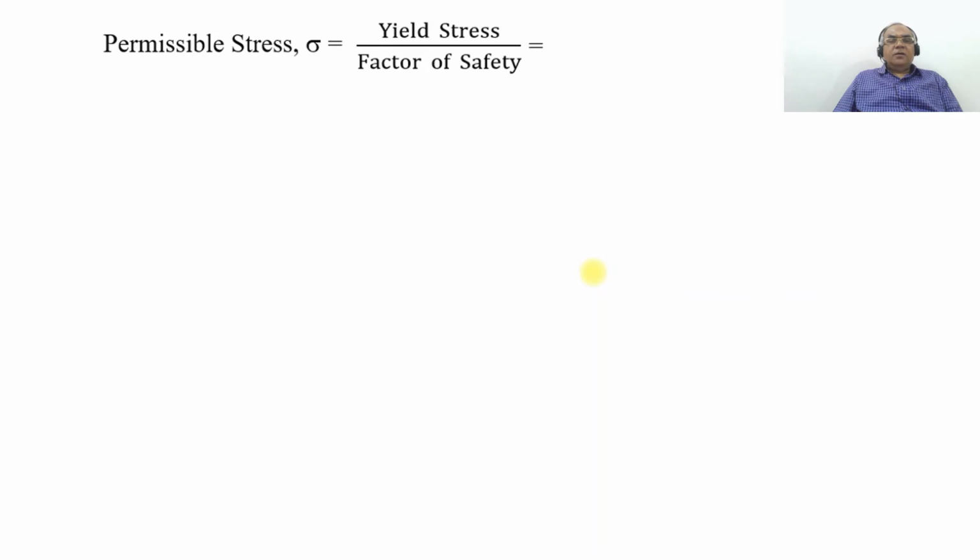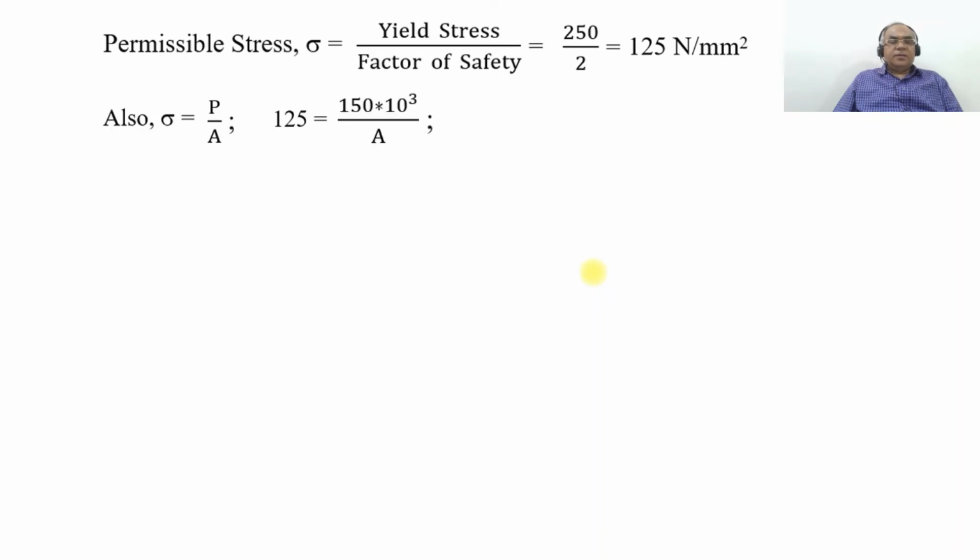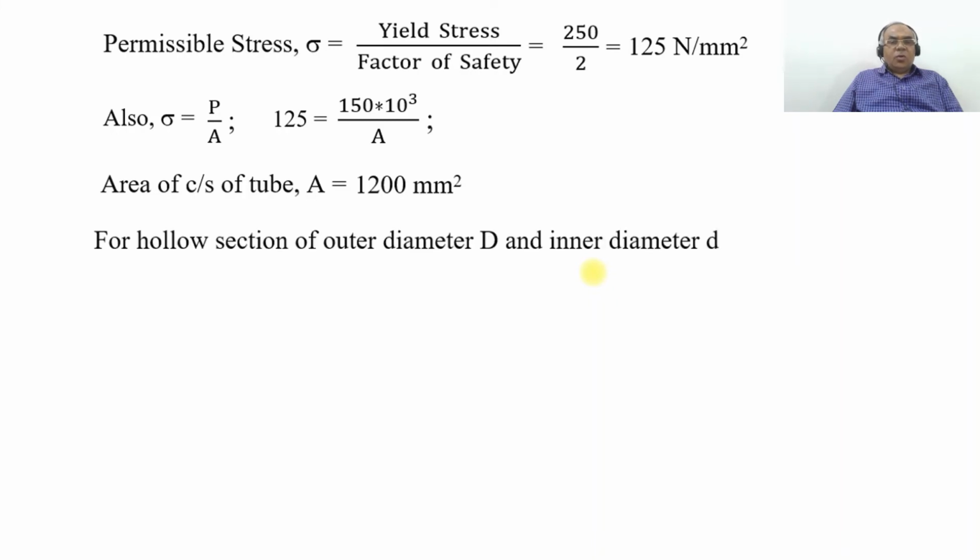Suggest the suitable section. So what is the permissible stress? Sigma, which is yield stress by factor of safety, so 250 by 2, which will be equal to 125 Newton per mm square. Also, what we know is sigma is P by A. So substitute the value of 125, which is equal to 150 into 10 to the power of 3 by A, where the area of the cross section of the tube A will be equal to 1200 mm square.